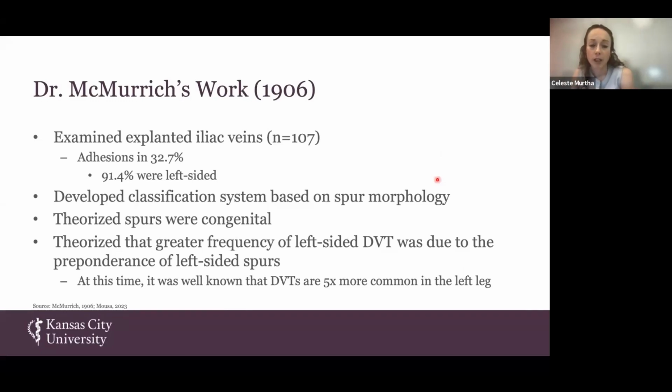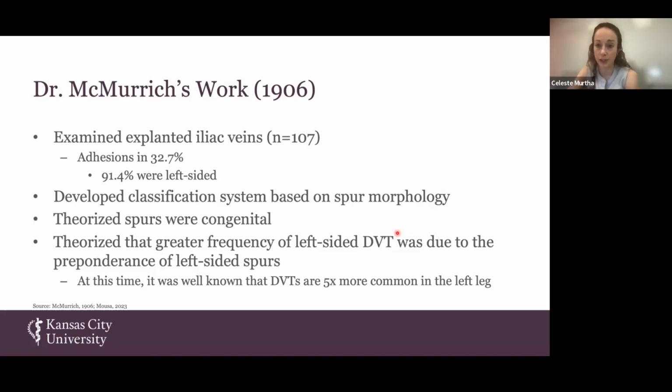Dr. McMurrich's work involved the examination of explanted iliac veins in 107 cadavers. And he found adhesions in 32.7% of those cadavers, 91.4% of which were left-sided. He subsequently developed a classification system based on spur morphology, which you saw a little bit of in the prior slide. He also theorized that spurs were congenital and were due to failed involution of some embryonic vessels. And he lastly theorized that the greater frequency of left-sided DVTs was due to the preponderance of these left-sided spurs that he discovered.